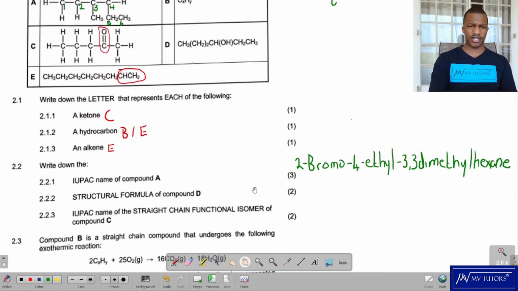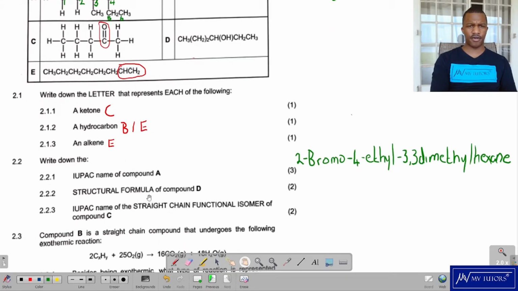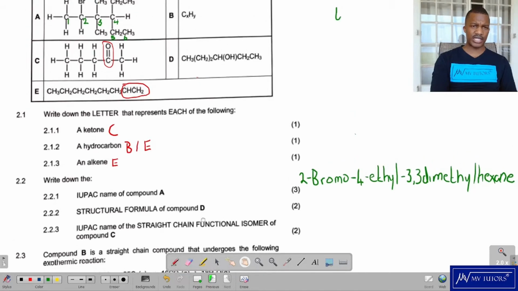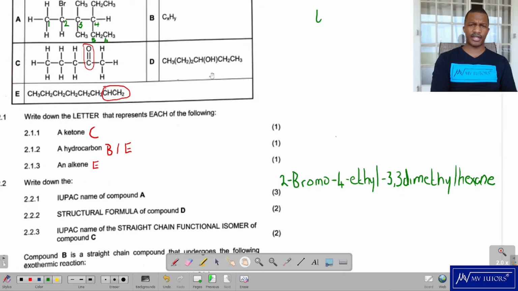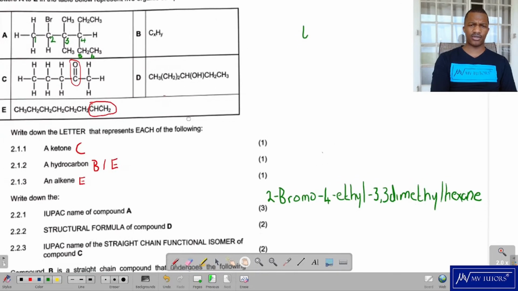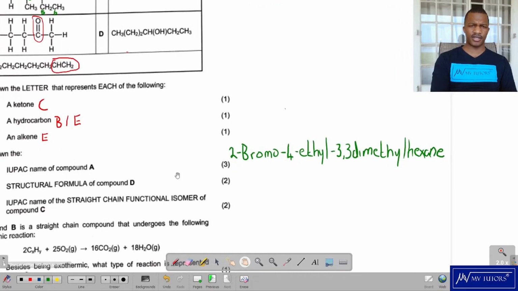Okay, so let's go ahead now. Structural formula of compound D. All right, compound D. There's compound D over there. So let's do the structural formula for it. Okay, let's use blue color. So structural formula, so we'll have a C. Okay, so it's CH3, so those are our H's, and then we got 2 CH2's, and then 2 CH2's.